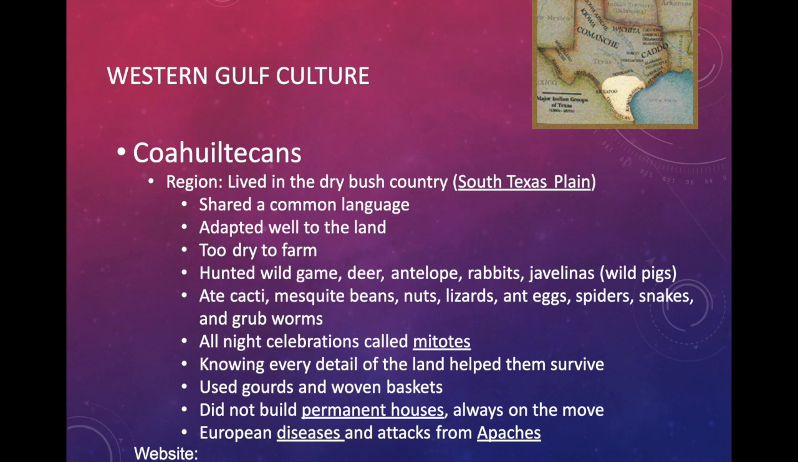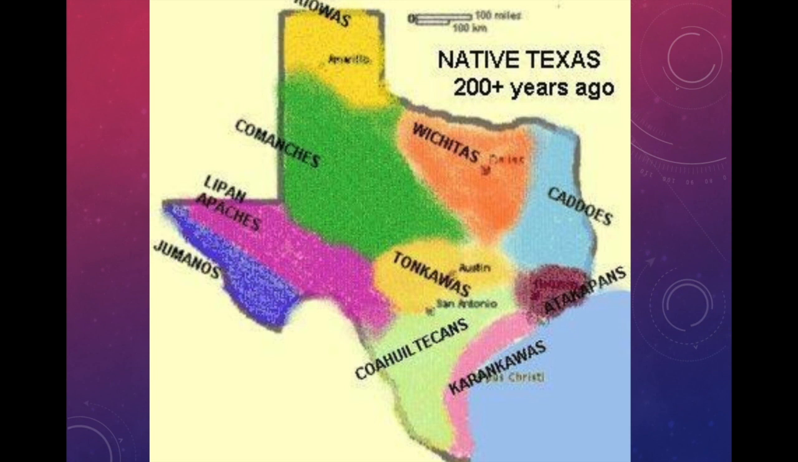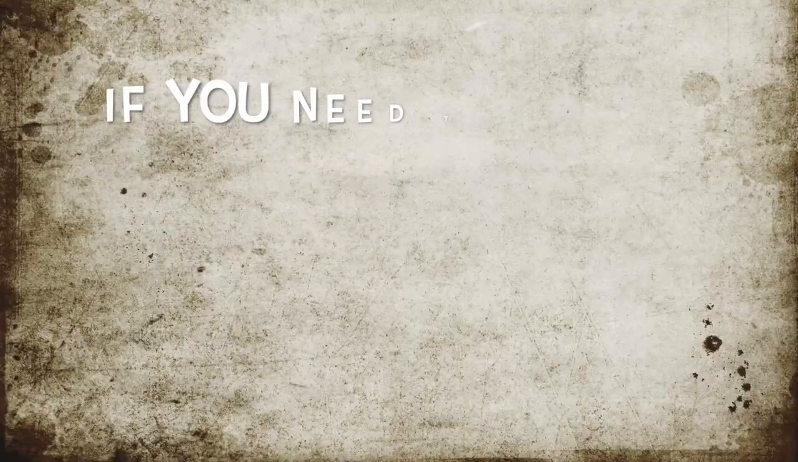They also will die out from diseases from the Europeans and attacks from the Apache. You'll notice on the map that the Apache territory is going to be neighboring the Cahuitacan territory. So because the Apache are very aggressive, whenever there are times when they cross paths, they are going to almost destroy these different groups of Cahuitacan that they come in contact with. We'll talk more about the Apache here in just a minute.